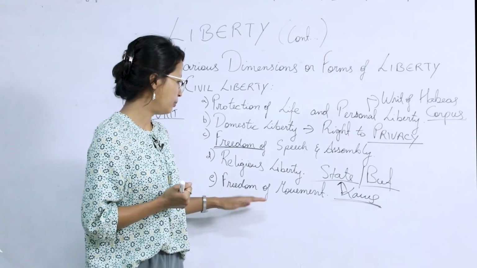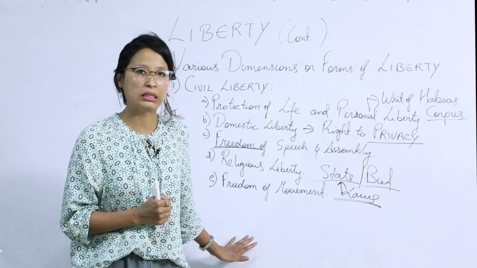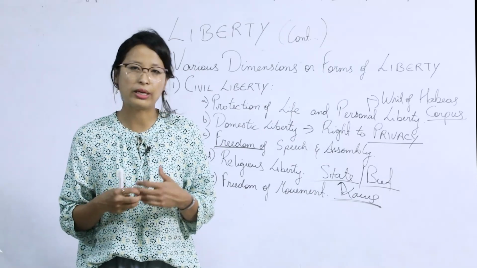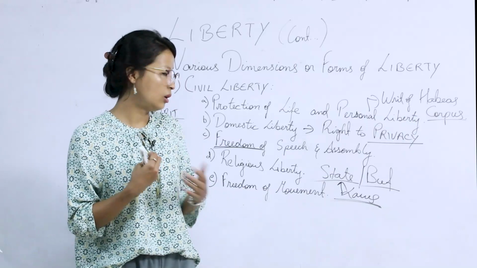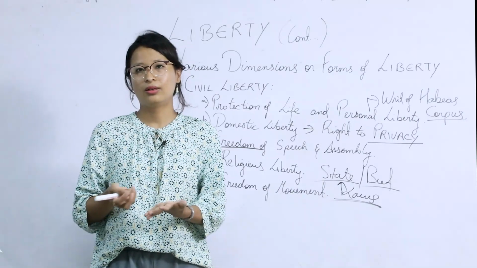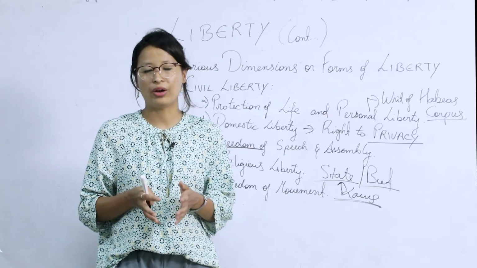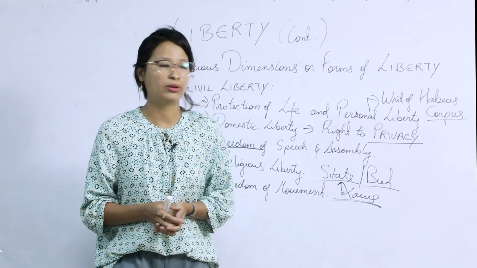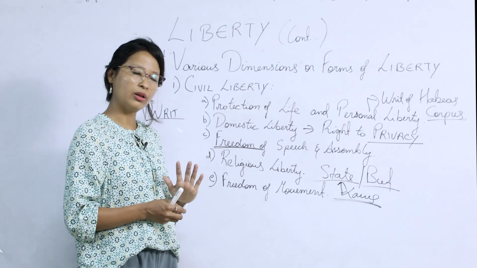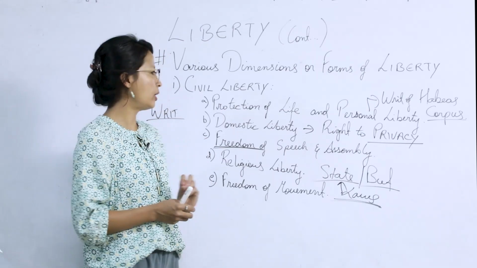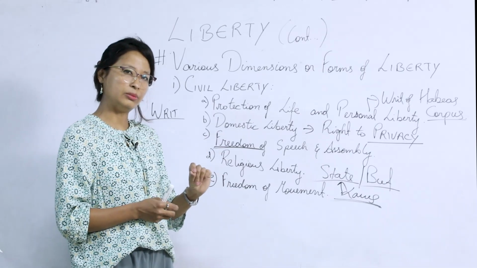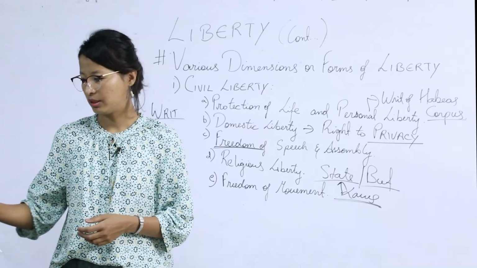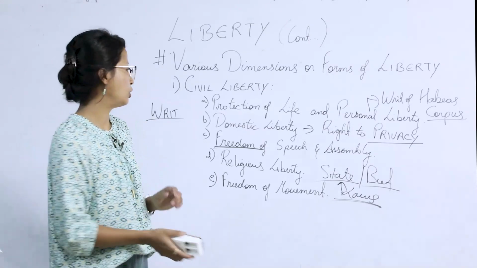Now, the last point, freedom of movement. From this word, we can say that you have the freedom to move from one place to another, interstate. That means you can travel to any state of India. If you want to, you can also go abroad, that is outside India. You have the freedom, provided that you have the necessary legal documents or visa to support your travel. So these are the 5 categories under your civil liberty: protection of life, domestic liberty, religious liberty, freedom of movement, and lastly freedom of speech and assembly. Now let's go to your second one, that is your political liberty.